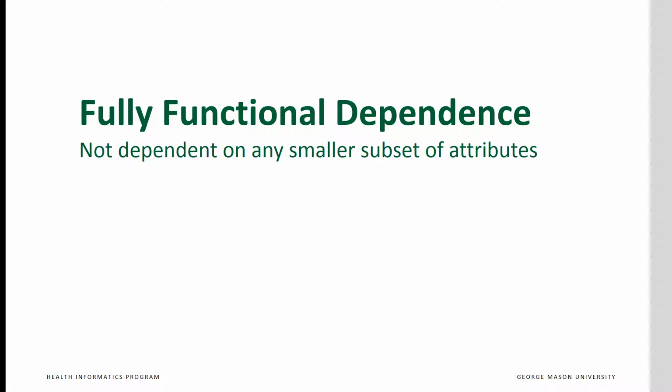We need one more definition before we can state the second normal form. We say that an attribute is fully functionally dependent on another set of attributes if and only if it is not dependent on any smaller subset of attributes. An employee number may be fully functionally dependent on employee name and date of birth, as it is not dependent on either the name or date of birth by themselves.